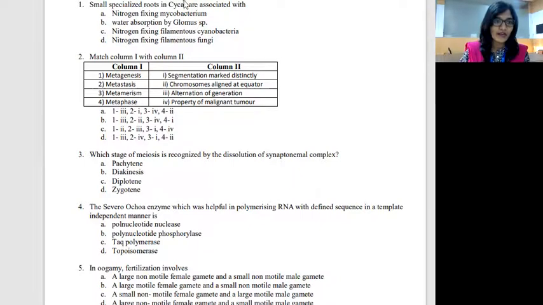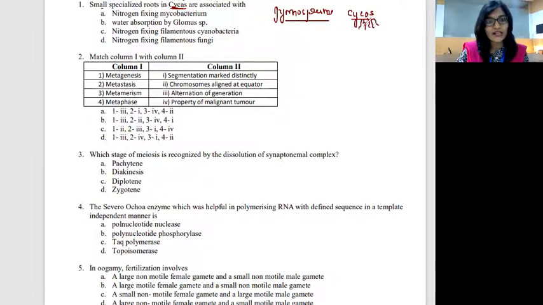Okay, first we have to understand what cycles are. Cycles are gymnosperms, which means they are naked-seeded plants. They do not have any kind of coverings over there. In case of cycles, they also have roots. These kind of plants also have roots, and these roots are in association with some kind of bacteria.